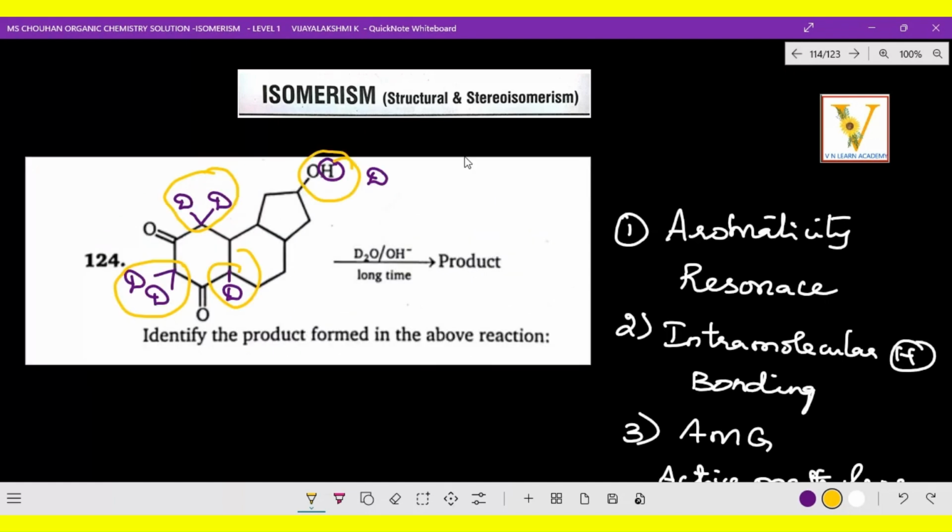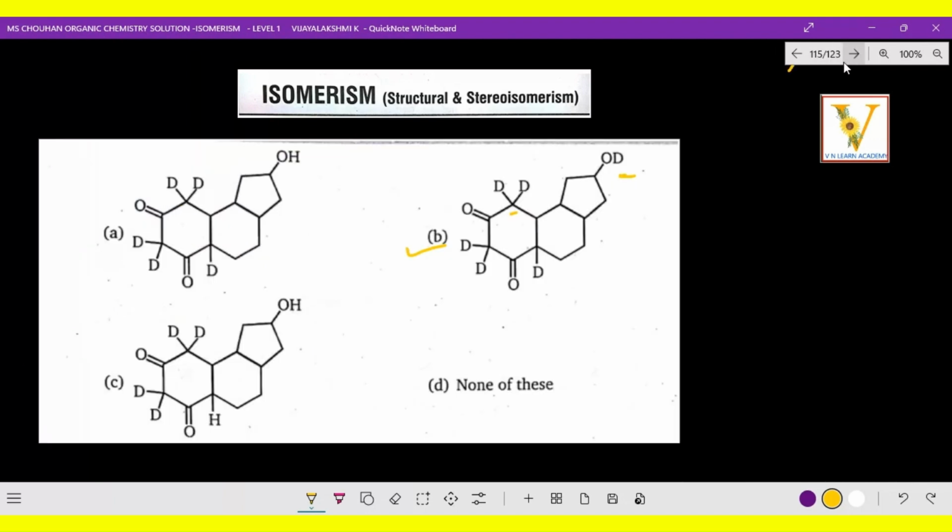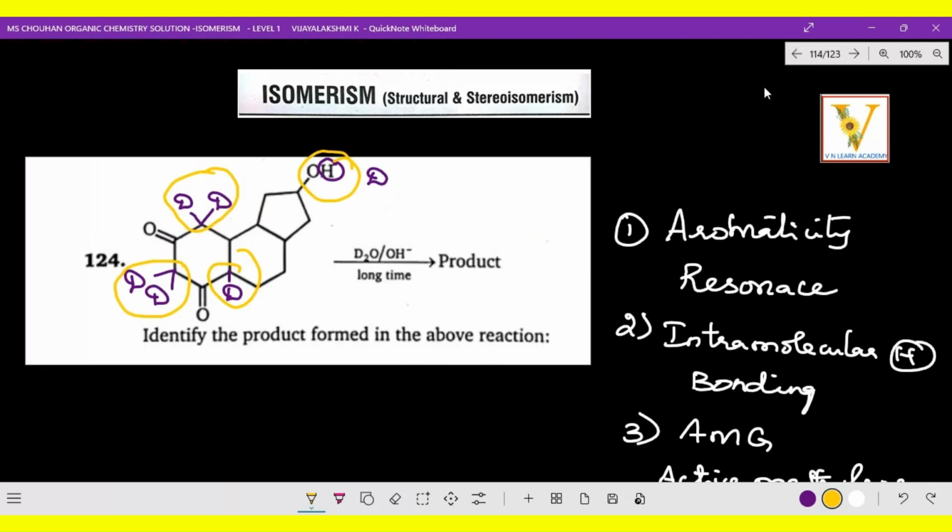Now that same thing that I have drawn over here, the compound has come here. I hope you got the clarity. So which is the correct option? Option B is the correct option. I hope you got the clarity.